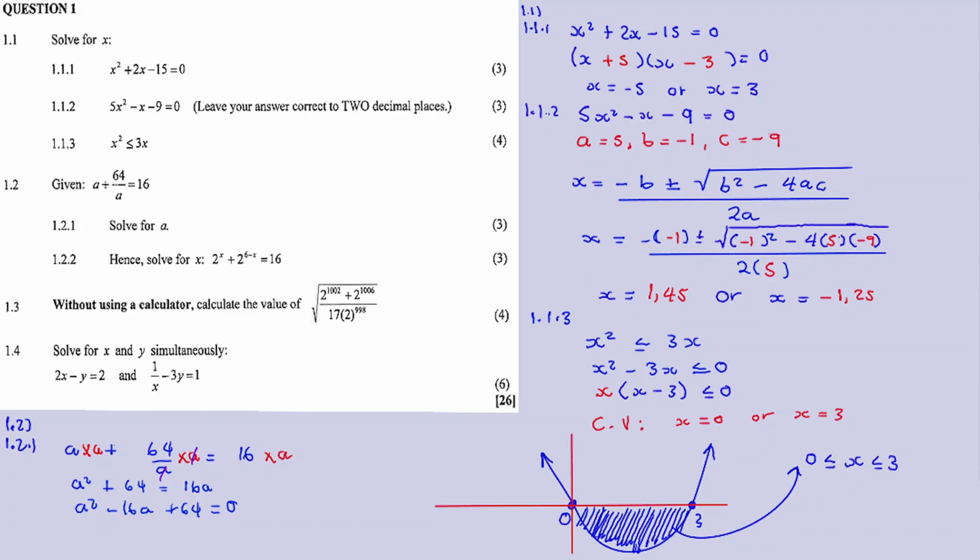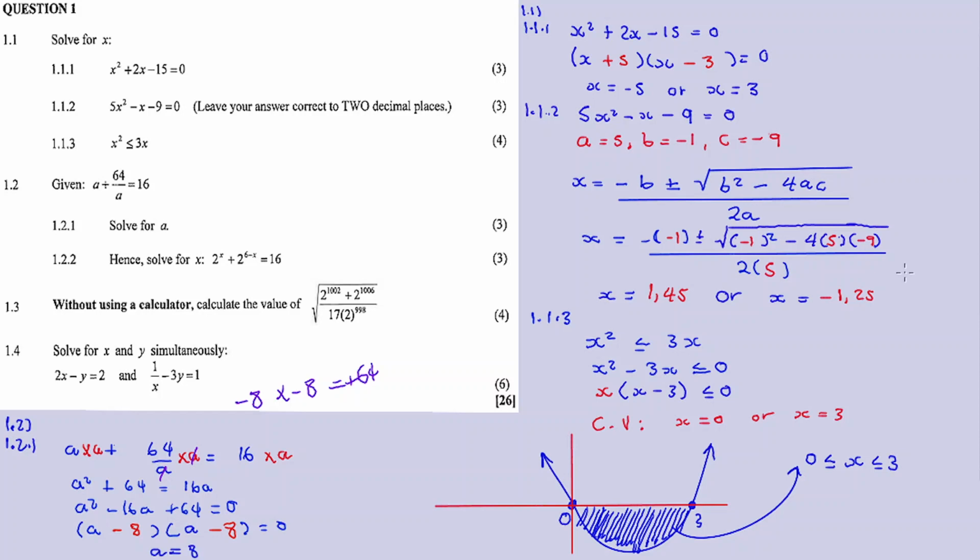Now I will use the factoring method again. You can use the quadratic formula, and then our factors, because 64 is minus 8 times minus 8. Minus 8 times minus 8 is plus 64. And minus 8 added to minus 8, I get minus 16. So now my factors are minus 8 and minus 8. Because these brackets are the same, it means my a is one solution. My solution will be only a equal to 8.